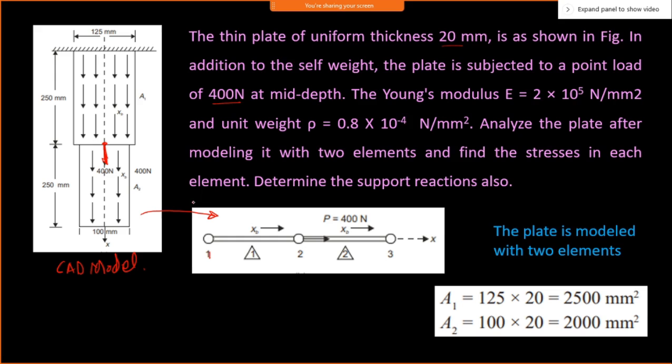Two elements. One element, I can have from this point to this point. This is the representation. The second element will have on this. And what are the two nodes? Carries a force of 400 Newton. So the area for both the cases, both the areas are different, and it is given as A1 and A2 here.